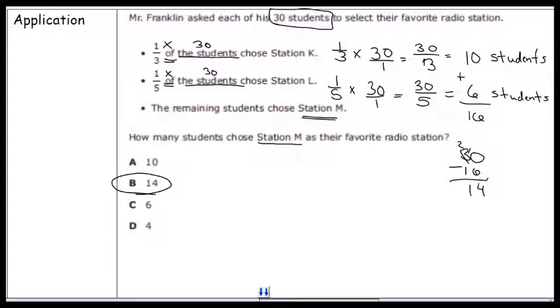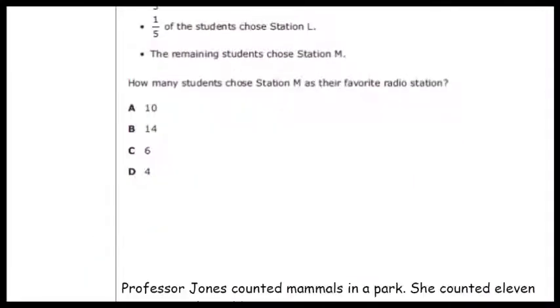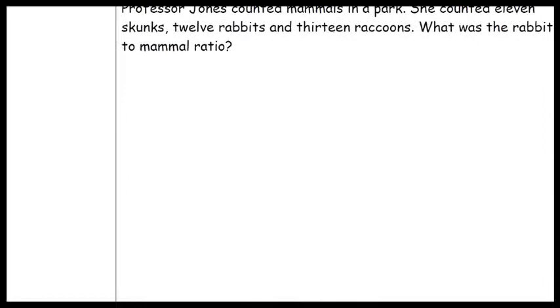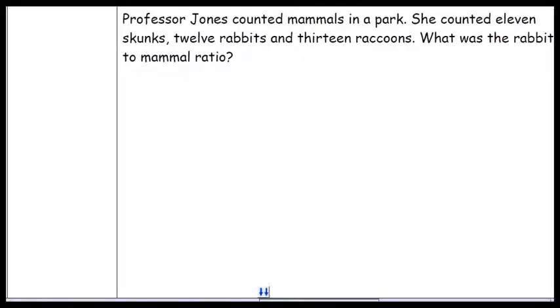So if you need help, go back and finish that one now. Alright, Professor Jones counted mammals in a park. She counted 11 skunks, 12 rabbits, and 13 raccoons. What was the rabbit to mammal ratio? On this one, all you have to do is write the ratio. You don't have to actually do any calculations.